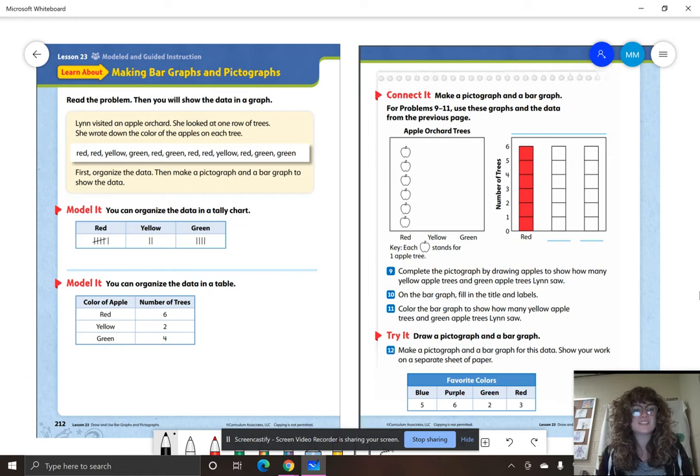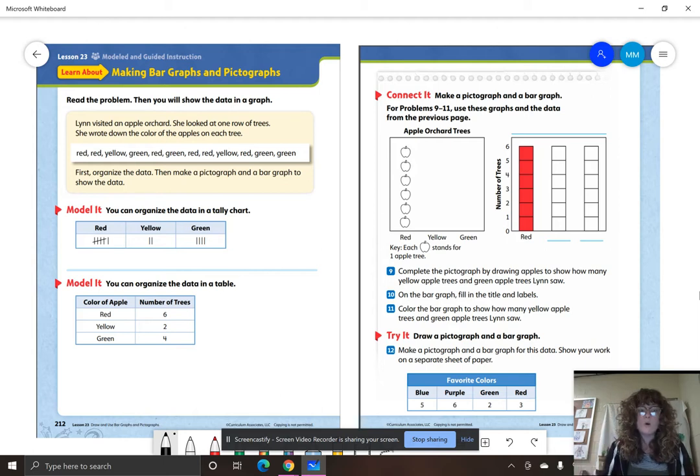It says Lynn visited an apple orchard. She looked at one row of trees. She wrote down the color of the apples on each tree. Red, red, yellow, green, red, green, red, red, yellow, red, green, green. First, organize the data. Then make a pictograph and a bar graph to show the data.